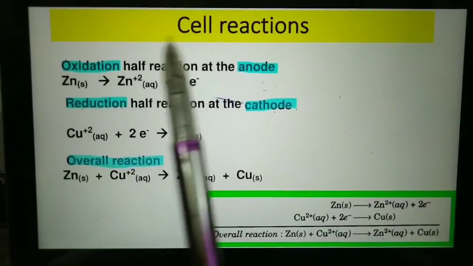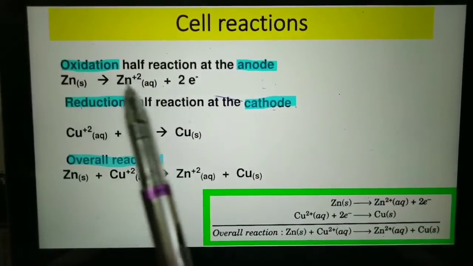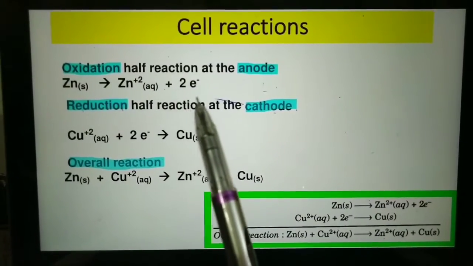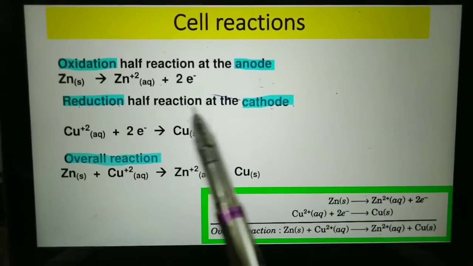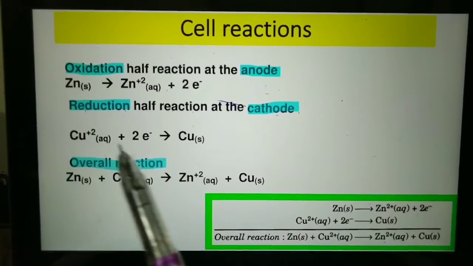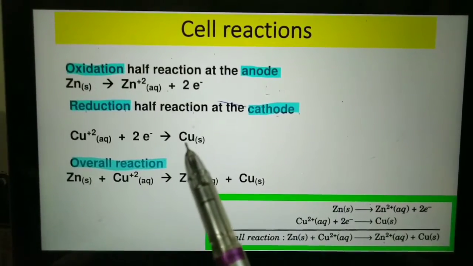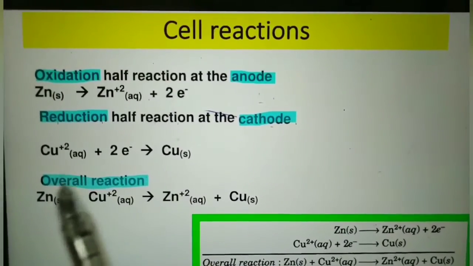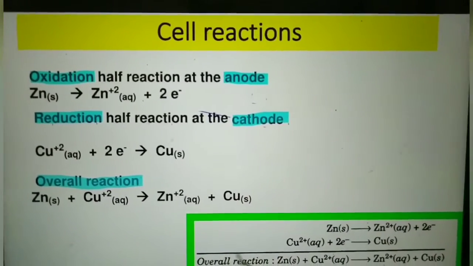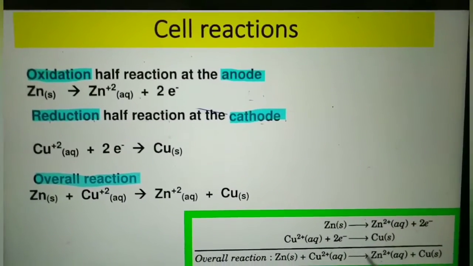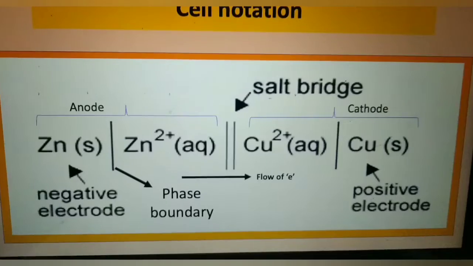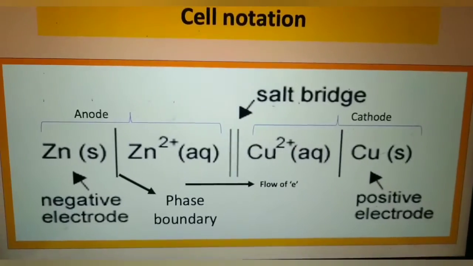Let us see the cell reaction. At the anode, an oxidation reaction takes place where metallic zinc is oxidized to zinc ions by liberating two electrons, and these two electrons are used up by copper at the cathode. So, copper ions are reduced to metallic copper. By adding the anodic reaction and cathodic reaction, we get the overall cell reaction.